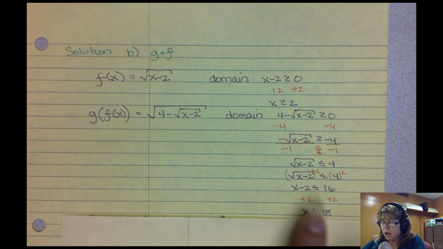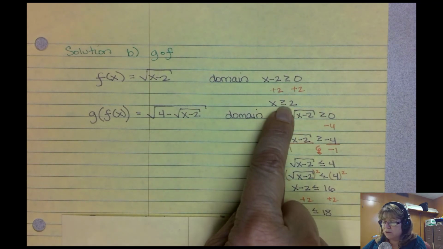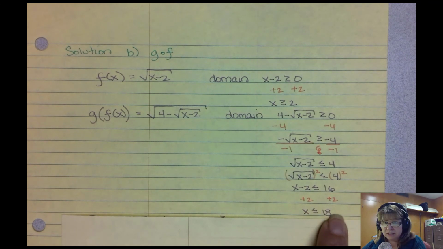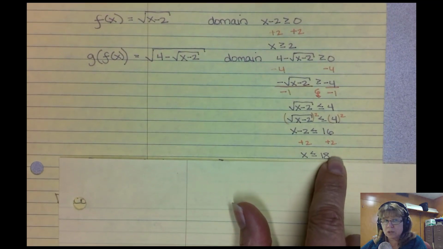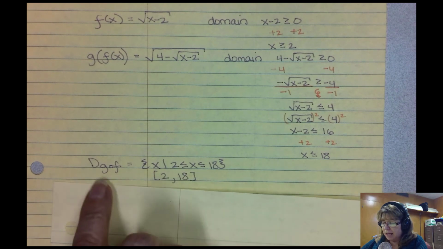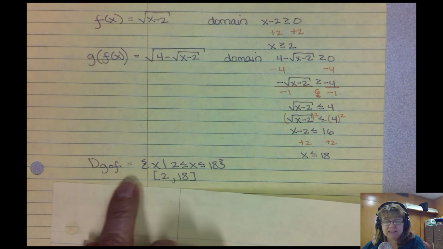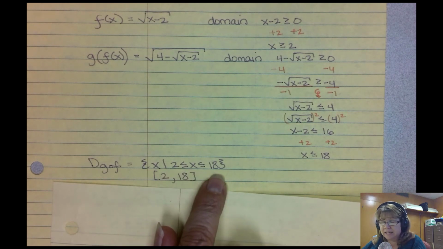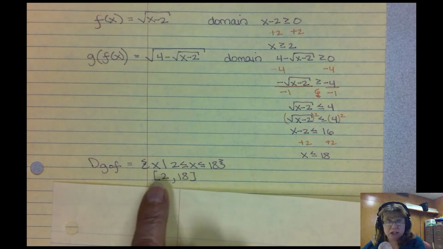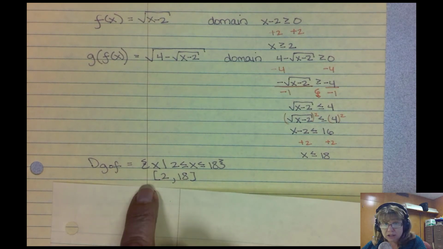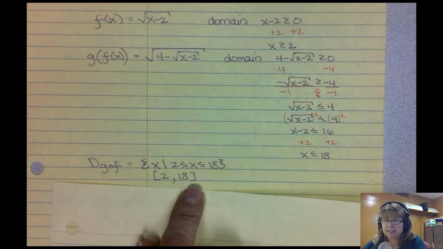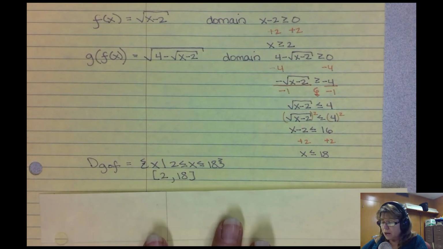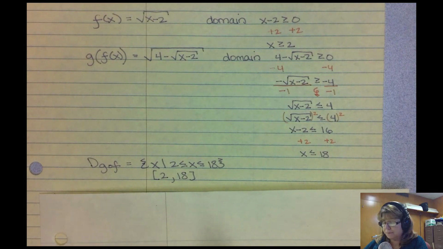But remember, I already had some restrictions. It was greater than or equal to 2, less than or equal to 18. Putting those two things together, I get my domain of g of f is going to be all x's such that 2 is less than or equal to x is less than or equal to 18. In other words, in interval notation, 2 to 18, including the 2, so it's a bracket, including the 18, so it is a bracket. You have to make sure where does it overlap. You can sketch out the number line if that helps. It's the overlap.